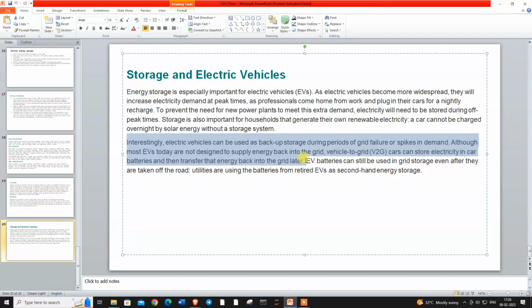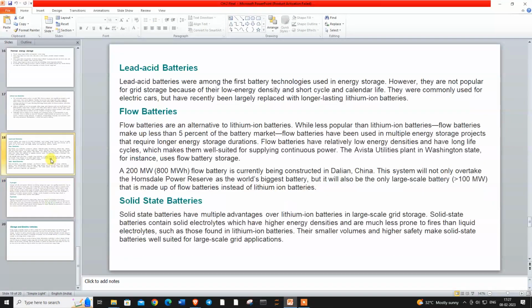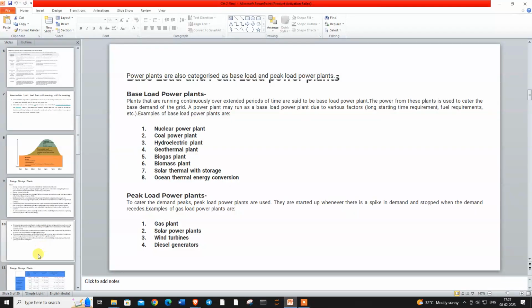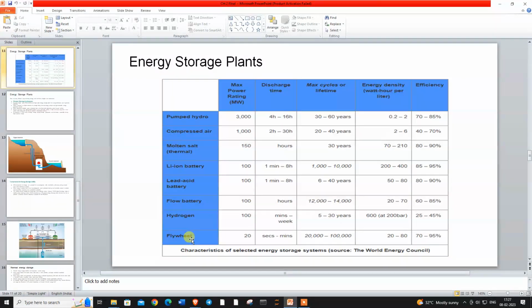Right now it is not that popular, it is not used extensively, its use is very low, but there is scope of using these EVs for supplying the grid when there is a very high demand in the peak. So these have been the different energy storage plants. Starting from pumped storage power plant to flywheel we have seen, and electric vehicle we have also seen.